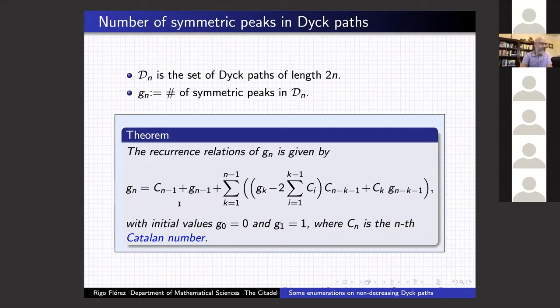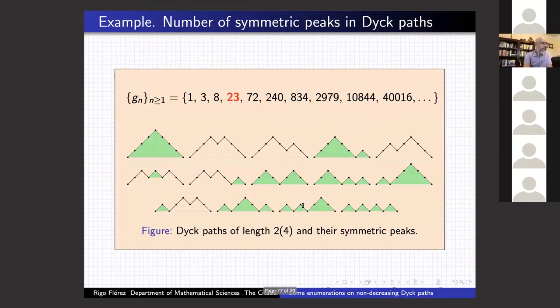And this is our Catalan numbers. Then using this recursive relation, we found the total number of symmetric peaks. If you count here, all of these are symmetric, and we found 23. And how to find asymmetric? That is very easy, because we know from the literature the total number of peaks, and we subtract the symmetric peaks, we obtain the asymmetric peaks. So that is not complicated.